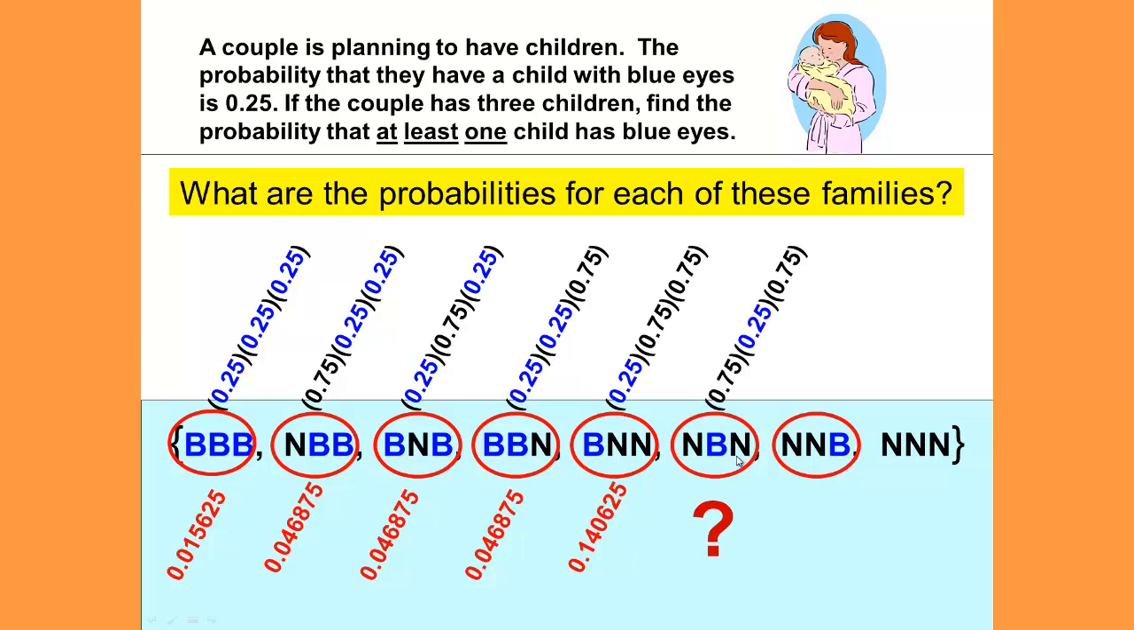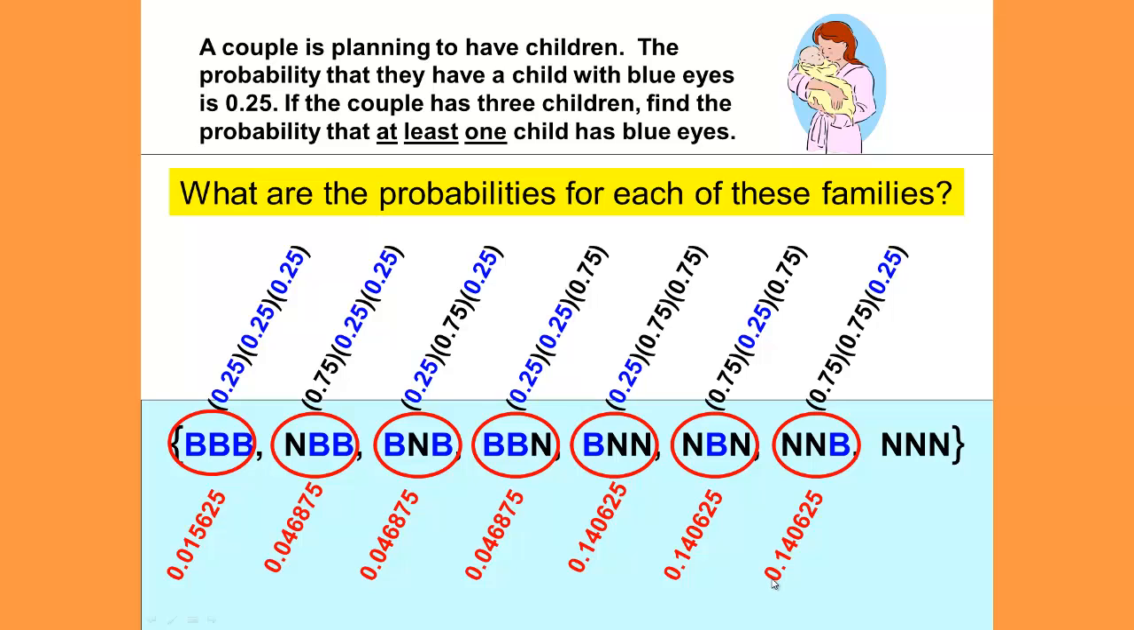Then the next two are just rearrangements of those: not blue-eyed, blue-eyed, not blue-eyed, and not blue-eyed, not blue-eyed, and blue-eyed. And that is such a tongue twister. I hope that you're seeing that despite my tongue twisting words.